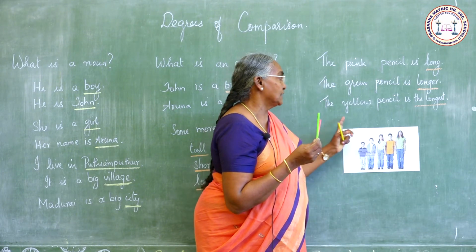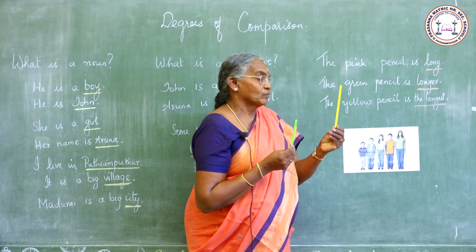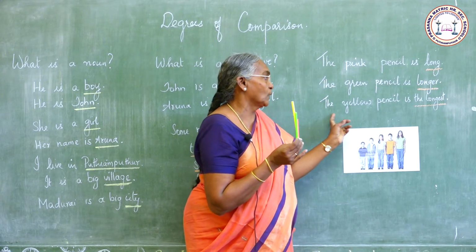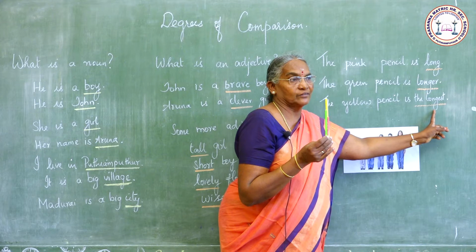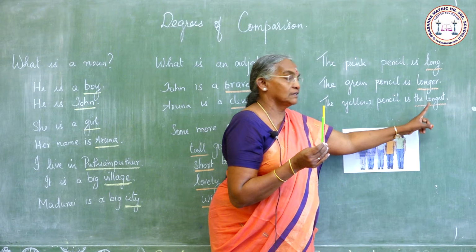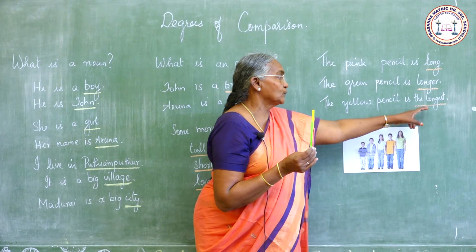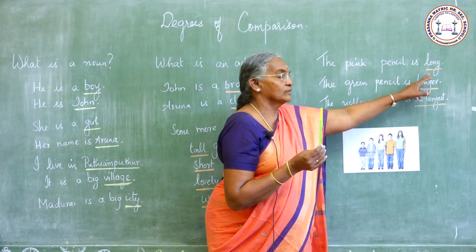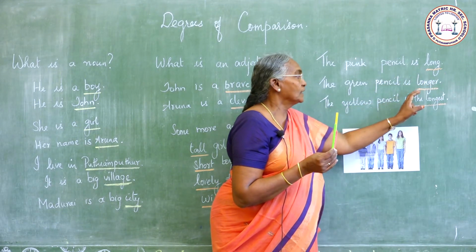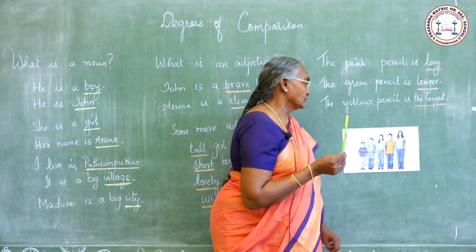Then the yellow pencil is the longest. In the third sentence, we compare the yellow pencil with the other 2 pencils, and yellow is the longest. So longest is the superlative degree. Here the quality of the pencil is that it has got the greatest length. So it is superlative, this is comparative, and this is positive. Long positive, longer comparative, the longest superlative.